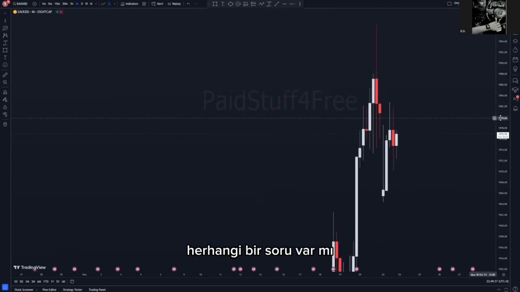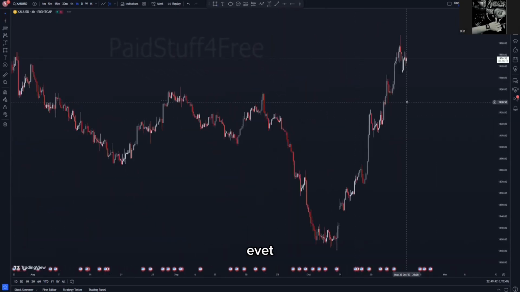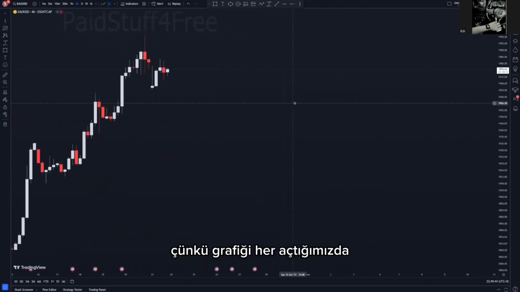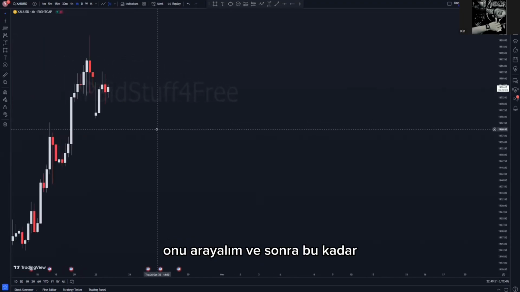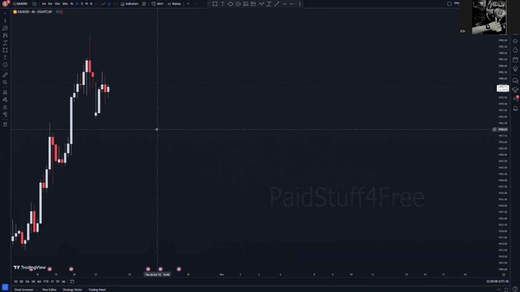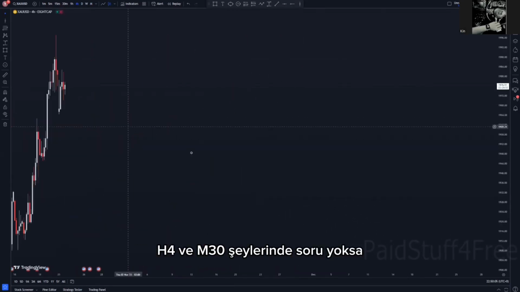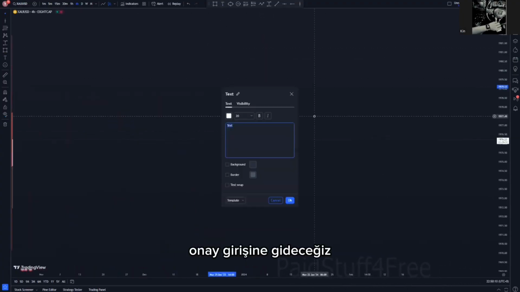So for now, is there any question? Much more objective, I like this. Every time we open the chart, we just mark the zones, look for this one, look for that one, wait for the confirmation entry, take a buy, price goes up, and then cut the profit. That's it. If there is no question on the H4 and M30 part, we're gonna go to the confirmation entry.